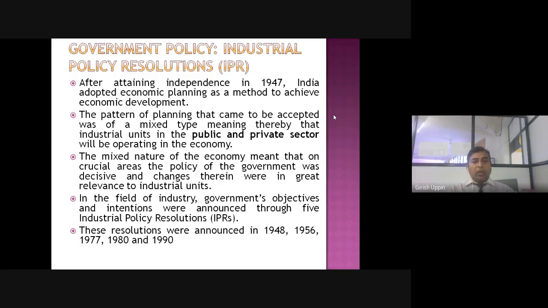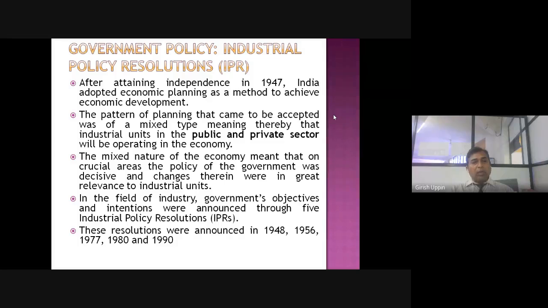There were certain areas or sectors that were kept under the government. For example, defense is one. Recently, if you see, liberalization is happening. Some of these things in the defense sector are also being given to the private sector.